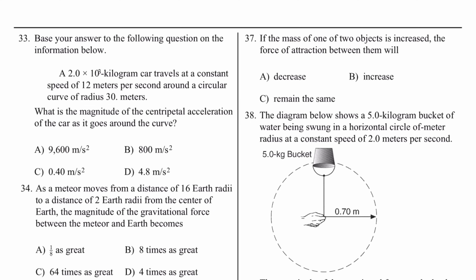33. A 2 times 10 to the third kilogram car travels at a constant speed of 12 meters per second around a circular curve of radius 30 meters. What is the magnitude of the centripetal acceleration of the car as it goes around the curve?